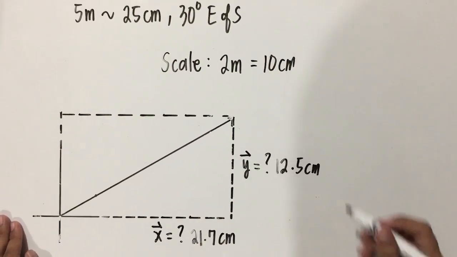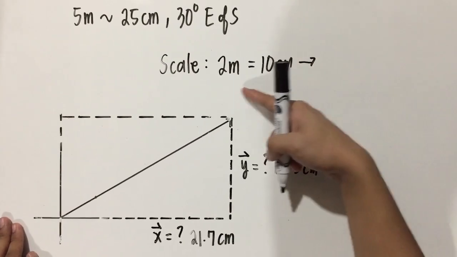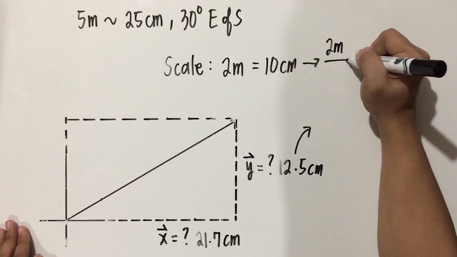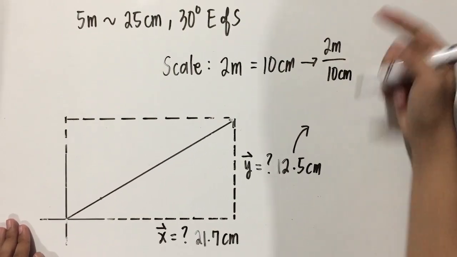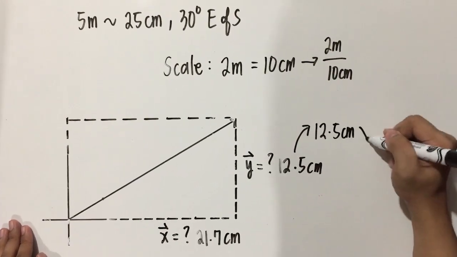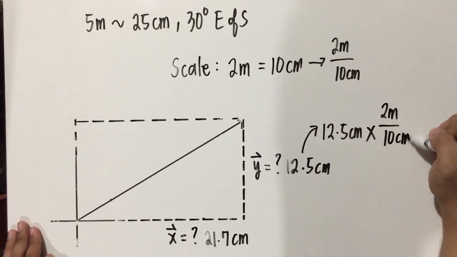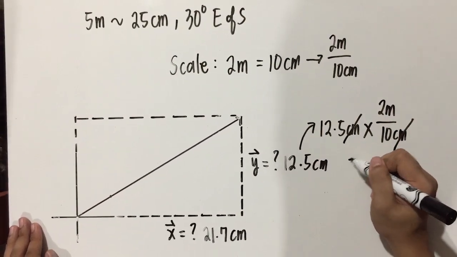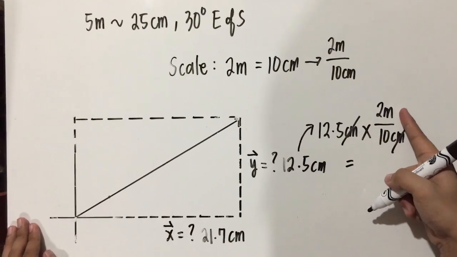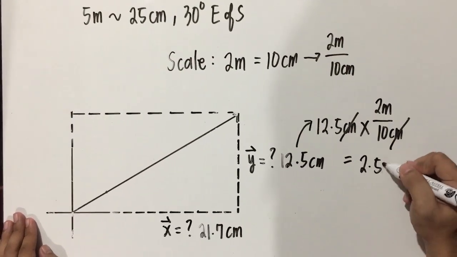So for the y, that is 12.5 centimeters. So do dimensional analysis procedure in order for us to convert it into real units. 2 meters over 10 centimeters, we have to multiply that to 12.5 centimeters. Okay, so cancel similar units. What we have there, 12.5 multiplied to 2 divided by 10. So our answer there is 2.5 meters.